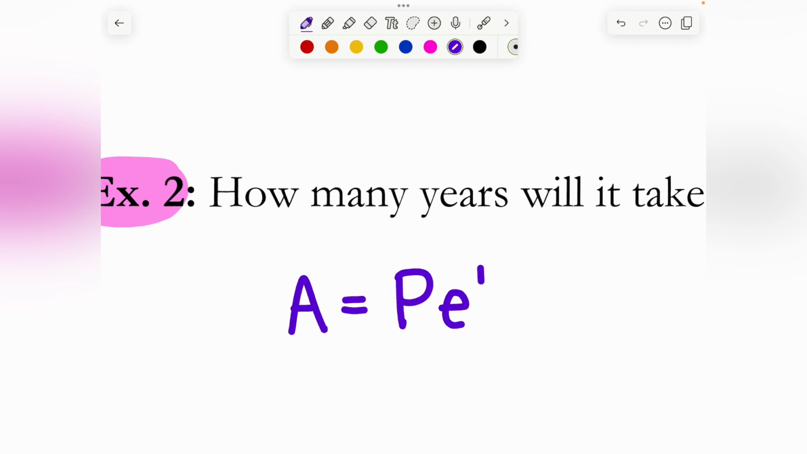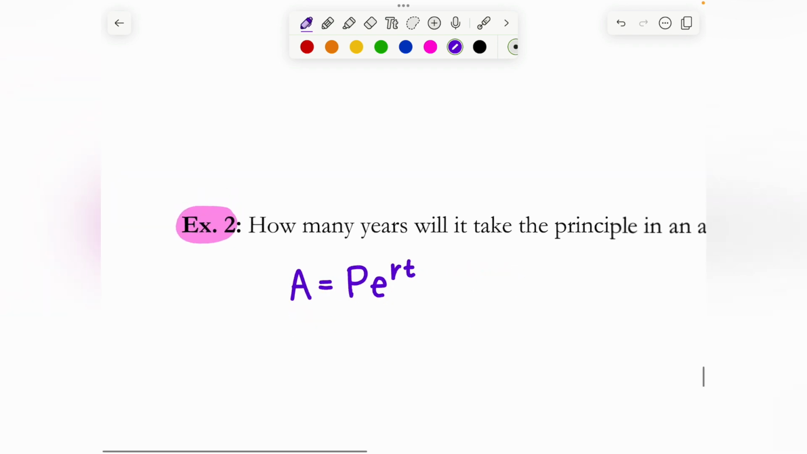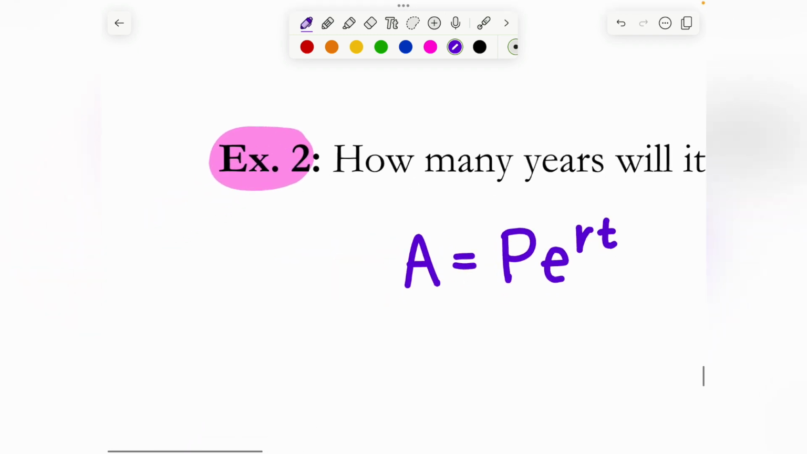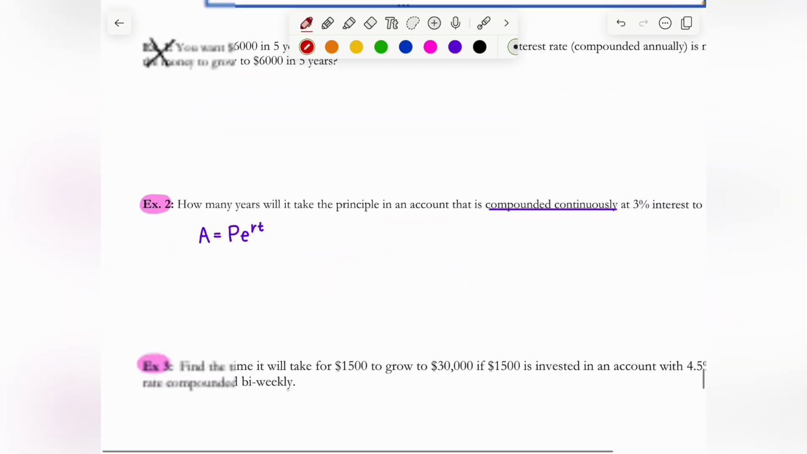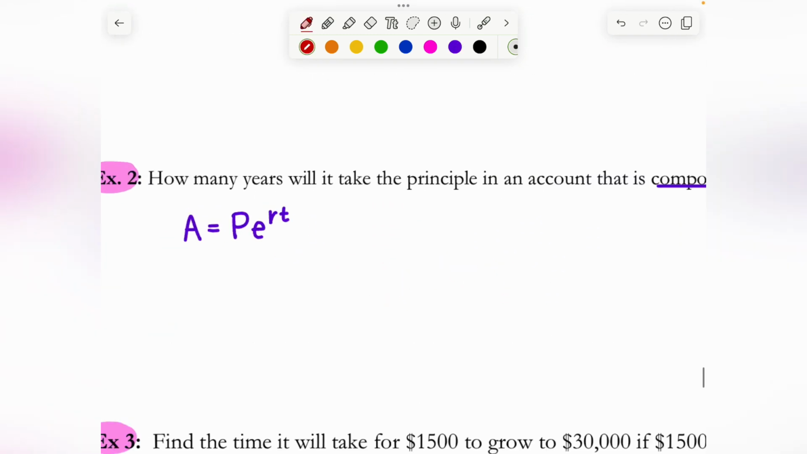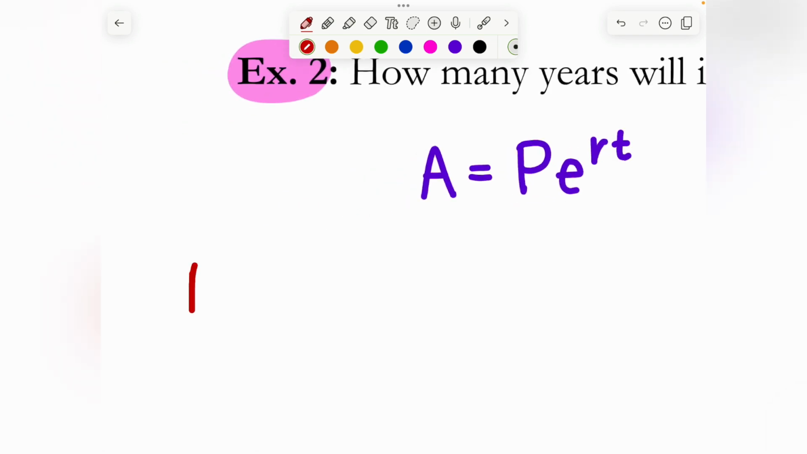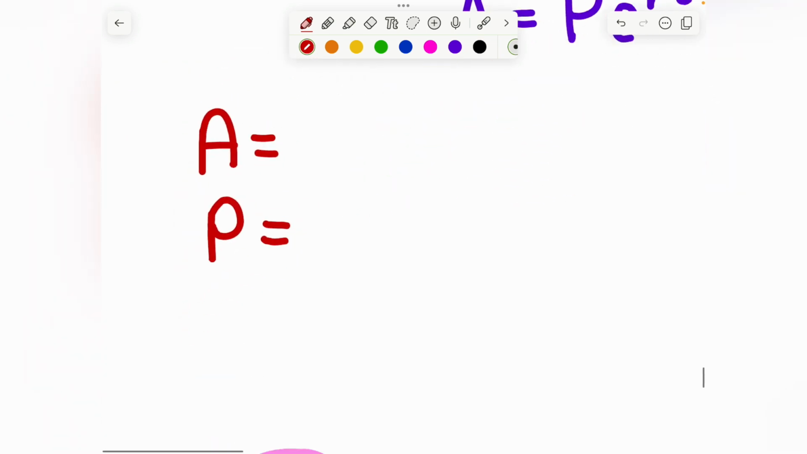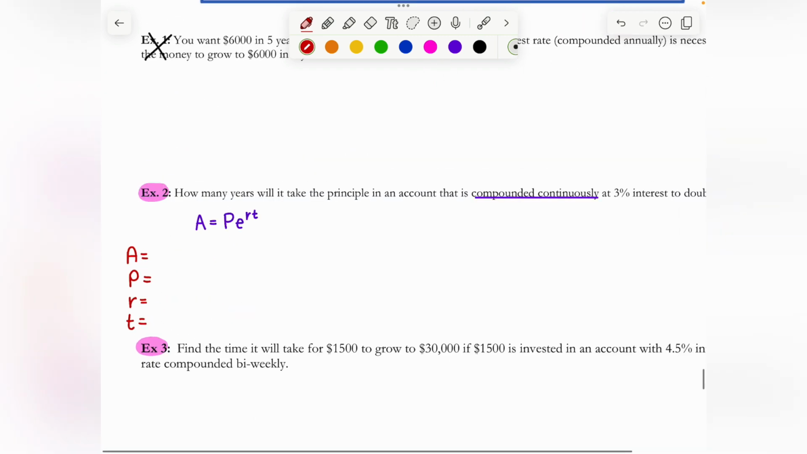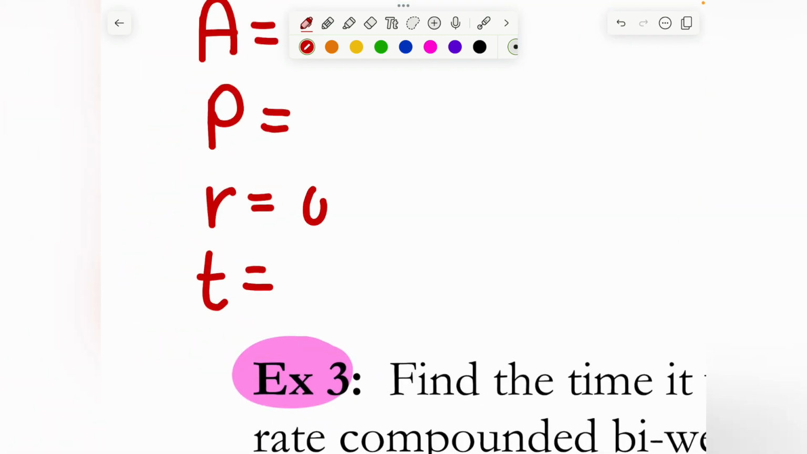So I'm going to write down the correct formula. Now, this one's kind of weird because it's saying how long will it take to double? It doesn't actually give us a starting amount or an ending amount, but what we know is the money amount has to double. And the only thing I know right now is the rate is 0.03. The time is what I'm looking for.